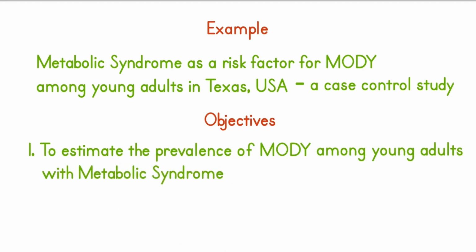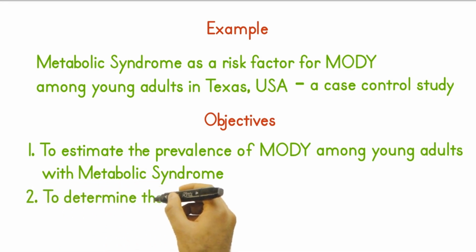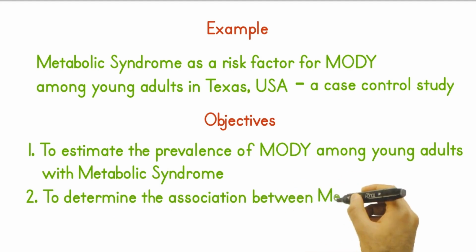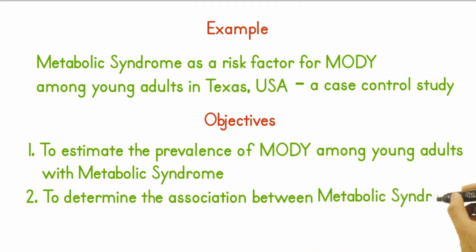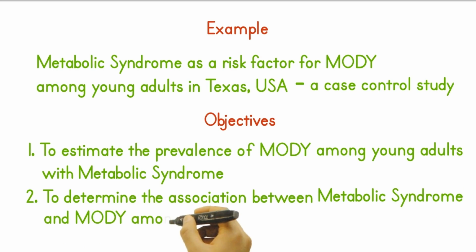Next, the association between metabolic syndrome and maturity-onset diabetes has to be determined, which will be the second objective. To determine the association between metabolic syndrome and maturity-onset diabetes among young adults.